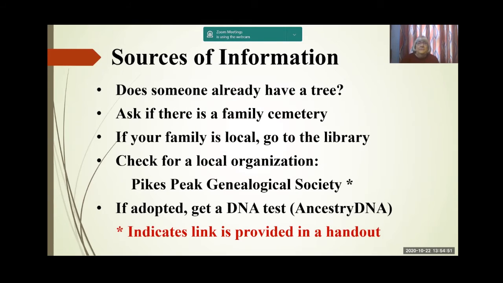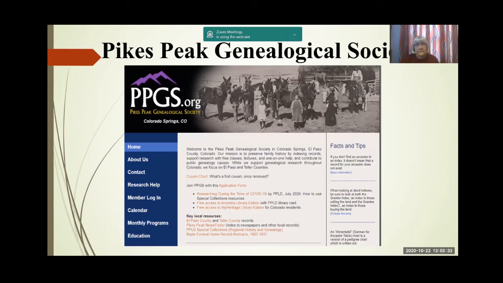So you can ask if somebody already has a tree. Maybe there's a family cemetery. Those are very convenient. If your family's local, go to the library. We also have Pikes Peak Genealogical Society here in Colorado Springs. They're helpful with classes and a library. And then if you're adopted, get a DNA test. If you're interested in associating it with your family tree, Ancestry.com is rated the highest DNA test. So I would highly recommend you do that.